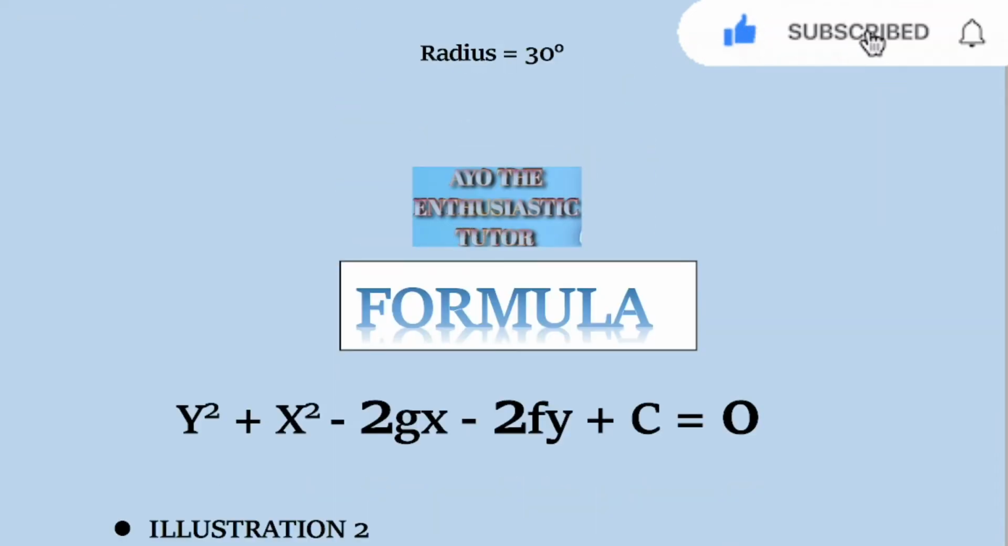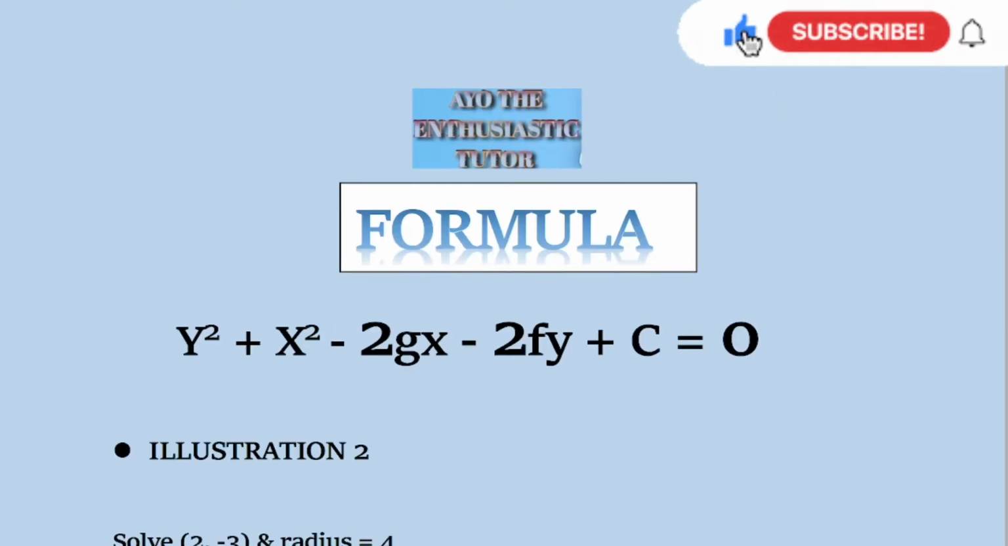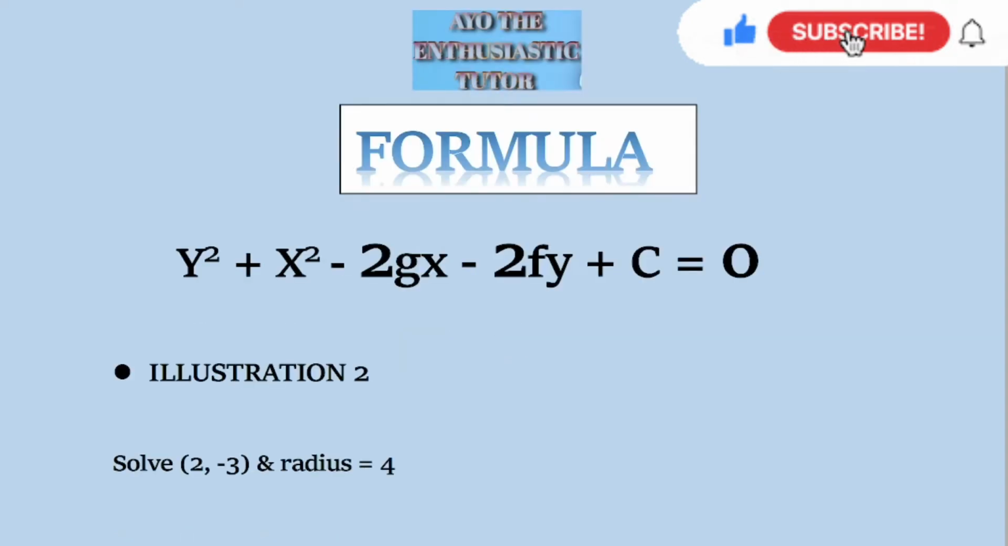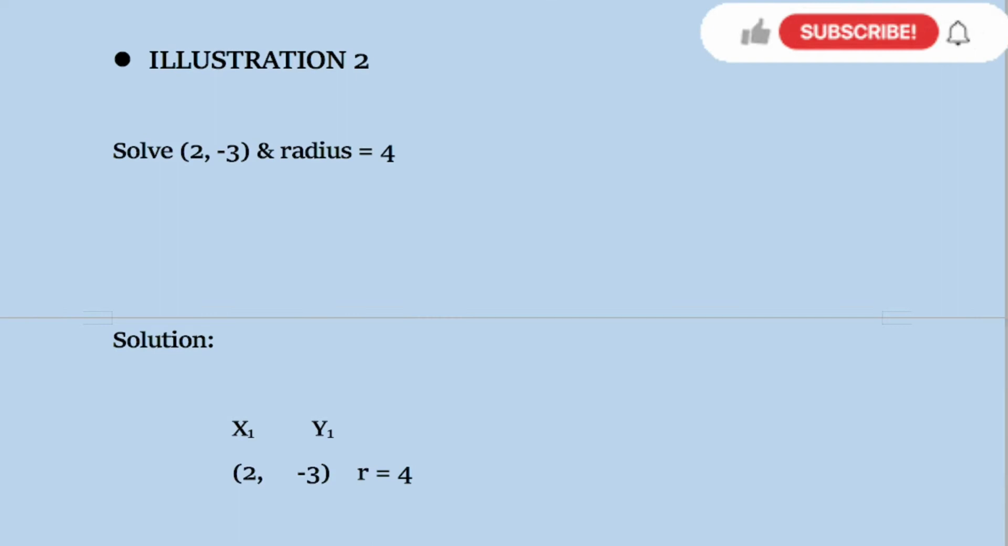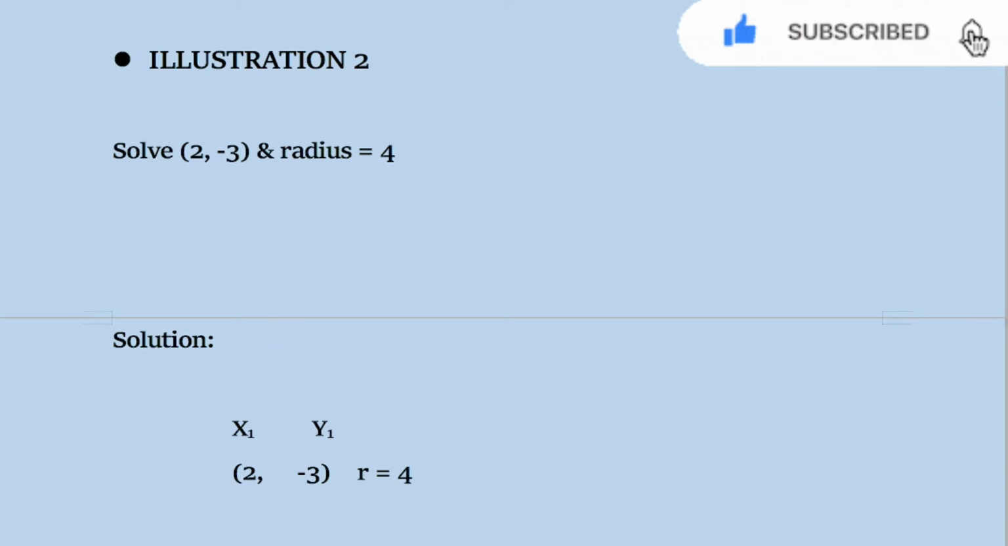So the formula of circle is y^2 + x^2 - 2gx - 2fy + c = 0. That's the formula for circle. Now illustration, it says solve for (2, -3) and radius equals 4. Using this above formula, we may then say 2 will be x1, -3 will be y1. So r equals 4 as we have been given here the radius.